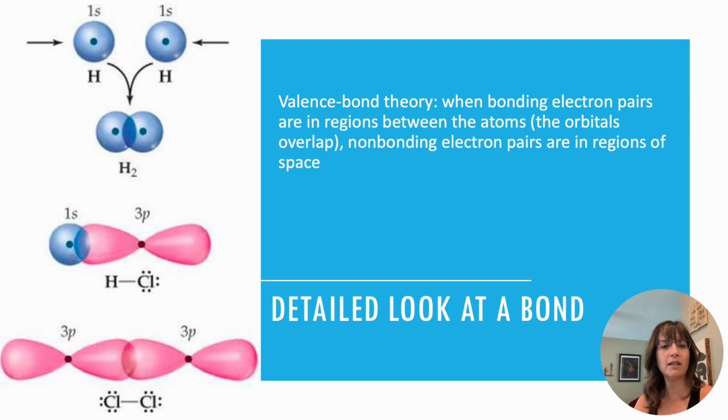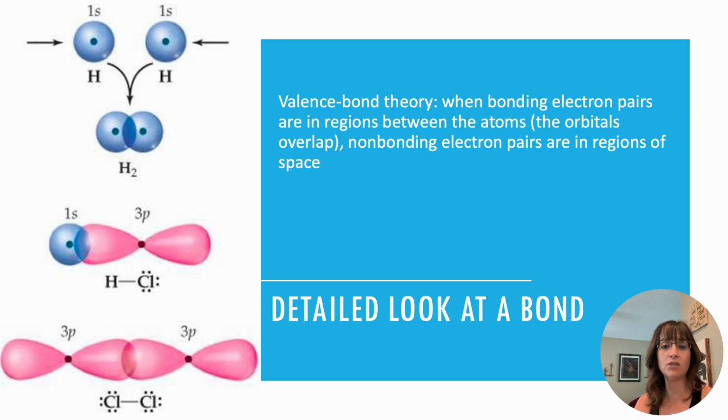I just wanted to show you a little bit of a picture here for a moment. Keep in mind that when electron pairs bond, there's a region between the atoms where the orbitals overlap, and the non-bonding electron pairs are in regions of space. So look at H2. Two H's come together. The electrons are in between the two nuclei, and they're sharing some space there. Those orbitals are overlapping.